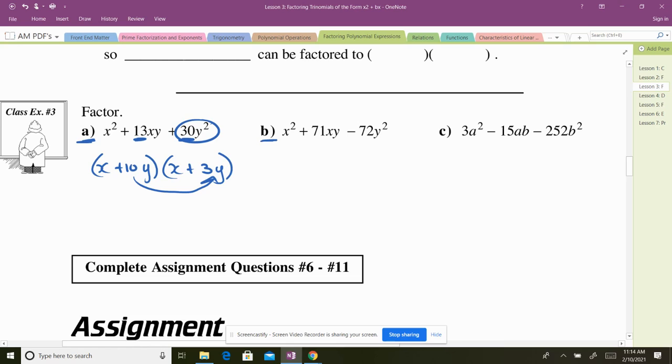All right, cool. We have x's and y's, so we know our brackets are going to have an x at the front and a y at the back. And then we're asking ourselves what multiplies to -72 and adds to +71. One will be negative. -72 and -1. So plus 72 and -1. You don't even have to write the -1 if you don't want to, but it's there.